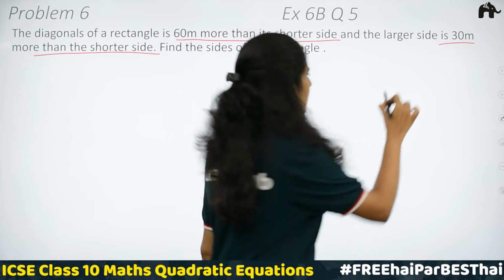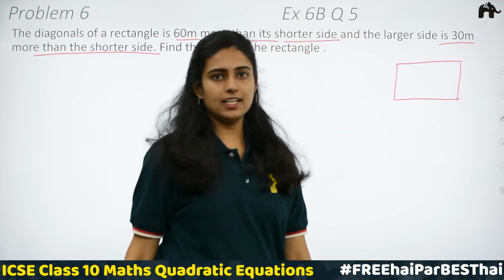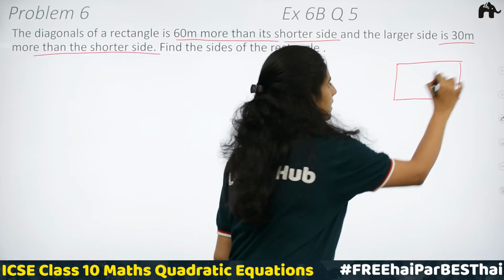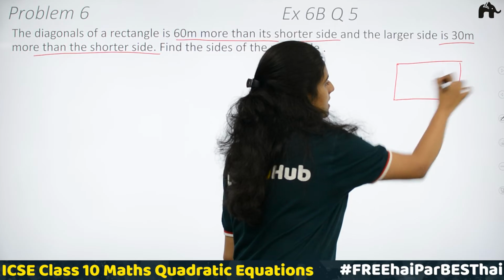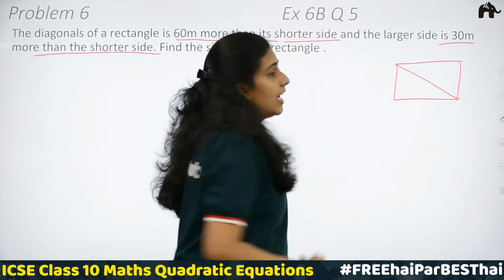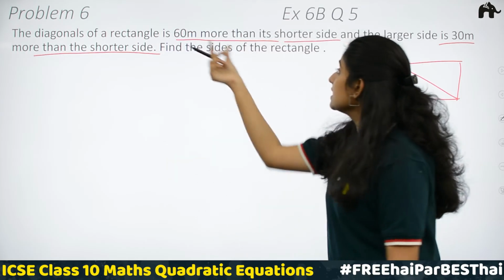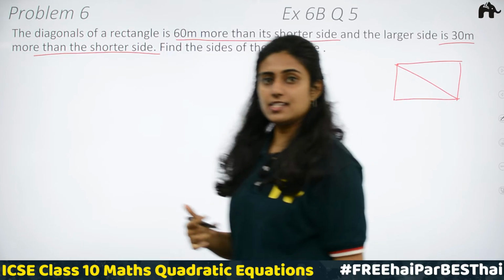If you take a rectangle, this is a rectangle. What is a diagonal? Diagonal is a line connecting the opposite corners. Yes. So, this is the diagonal and this is a diagonal. Here I am taking this diagonal. Okay. Given that diagonal is 60 meter more than its shorter side. In this case, we will take the shorter side as x.